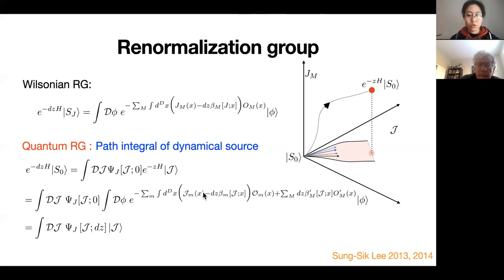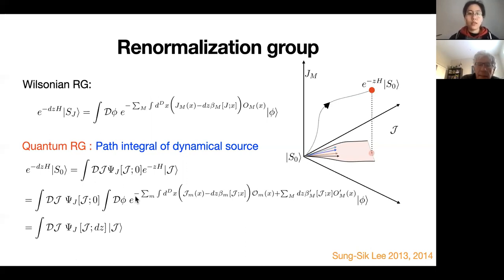Let me compare these two methods. As we know, the Wilsonian RG gives us one deterministic RG path in the whole coupling space. But in the quantum RG, we do everything inside the subspace, and instead of one path, we have many paths weighted by this wave function. It's actually a path integral over the dynamical sources. Although the implementations are different in the two RG methods, we should get the same physical result.